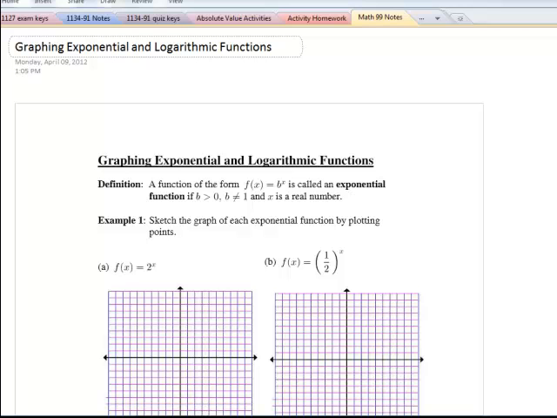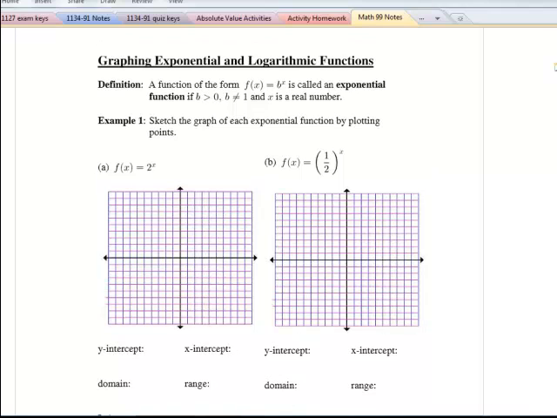In this video, we'll look at the graphs of exponential and logarithmic functions. First, we'll look at exponential functions, and then we'll look at their inverse, which are the logarithmic functions. So, a function is called exponential if it involves a base that's fixed and then a variable exponent.